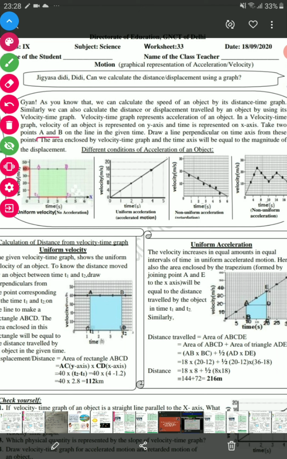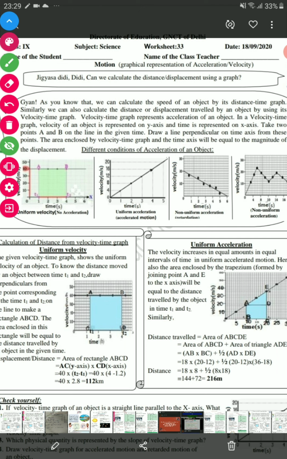See, take points A and B on the line in the given time, draw the perpendicular on the time axis from these points, and the area enclosed by the velocity time graph and the time on the x-axis will be equal to the magnitude of the displacement, right? As I said, by calculating this we will come to know the value of the magnitude of displacement.